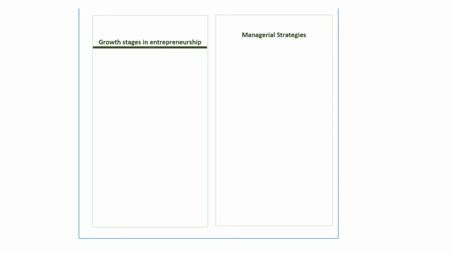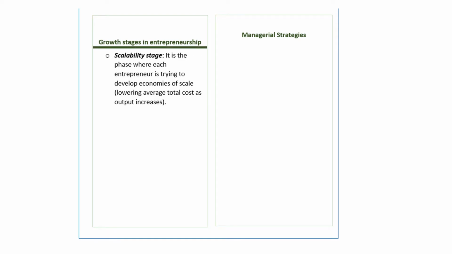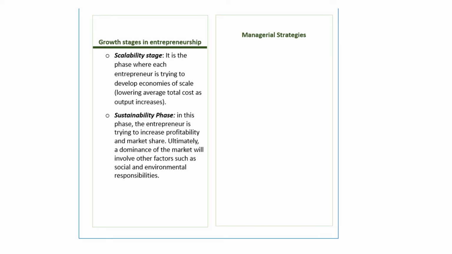Growth stages in entrepreneurship. The first is scalability. It is the phase where each entrepreneur is trying to develop economies of scale, which means lowering average total cost as output increases. The next stage is sustainability. In this phase, the entrepreneur is trying to increase profitability and market share. Ultimately, a dominance of the market will involve other factors such as social and environmental responsibilities.